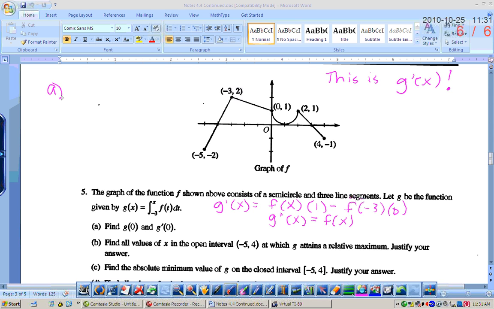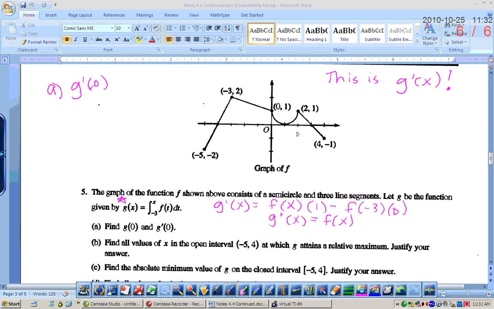You'll get used to seeing problems like this, and basically the big thing is anytime you see a function that's defined as an integral, go ahead and take its derivative and see if there's a relationship between that and something else in the problem. All right, I'm going to go up here and work part A. Part A is to find g of 0 and to find g prime of 0. I'm going to start with g prime just because that's a little bit easier.